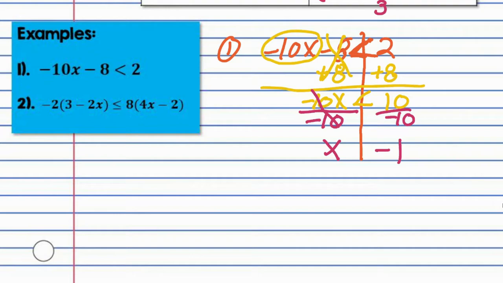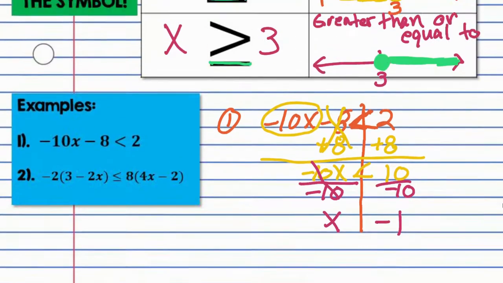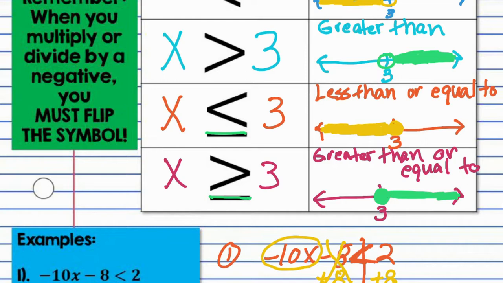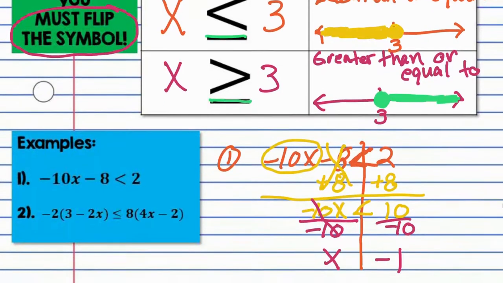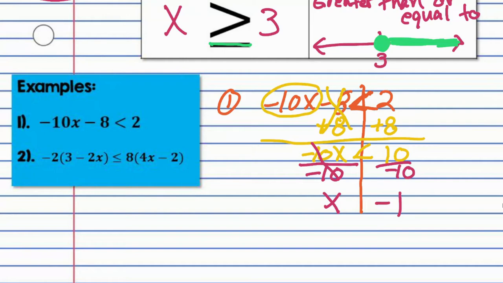Here's the big piece that you have to remember. If you multiply or divide by a negative at any point when you're solving an inequality, you've got to flip the symbol. That is so important. That is the only difference. Everything we've done up until this point has been exactly like solving equations. But because in this very last step I divided by a negative, I now have to take my symbol, what it was originally, and flip it the other direction.